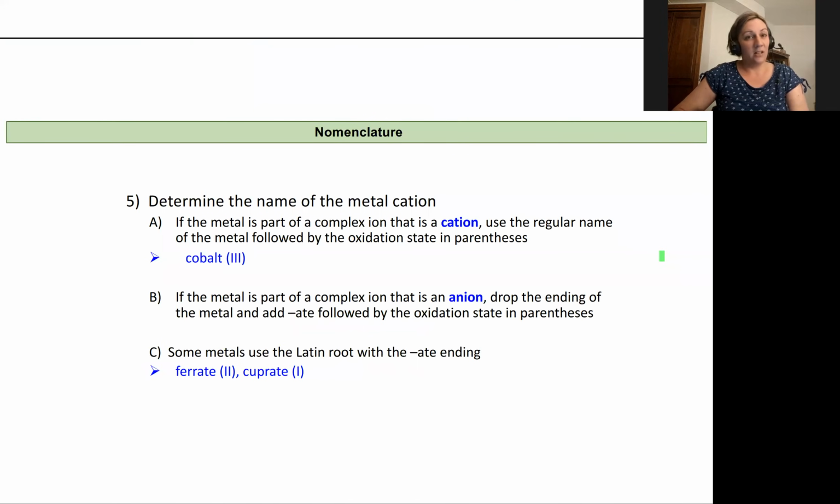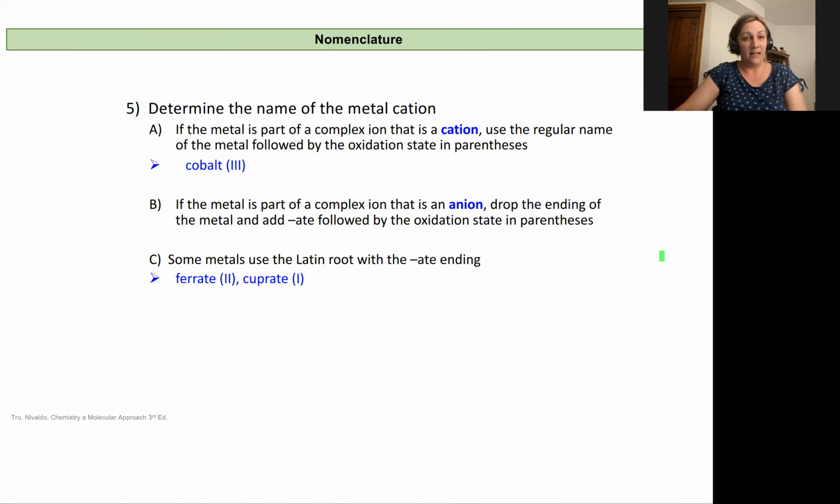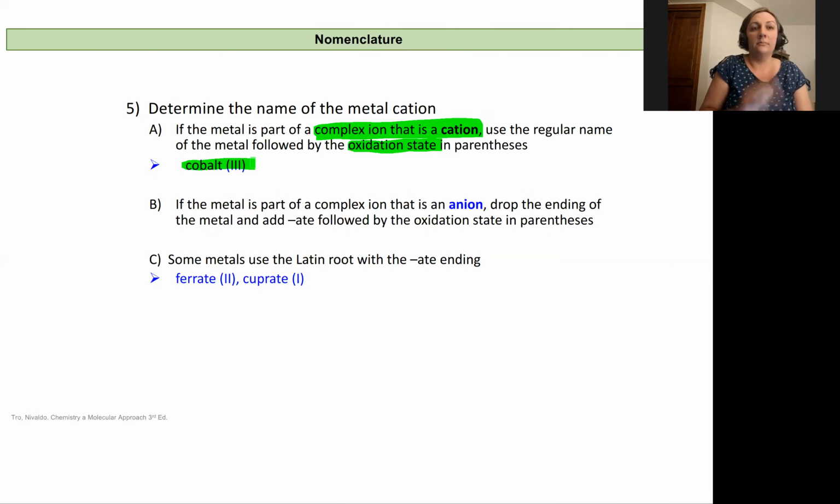Okay, now that we've got our ligands sorted, we need to name the metal ion. And if the metal ion forms a complex ion that's a cation, so in this case the whole complex ion needs to be a cation, then you can just use its regular name. And you'll still use the parentheses to indicate the oxidation state, because our transition metals can have lots of oxidation states and we need to know. And so we might have something like cobalt(III), which I think is now the simplest thing I've told you about naming this, other than your counter ions can just be chloride.